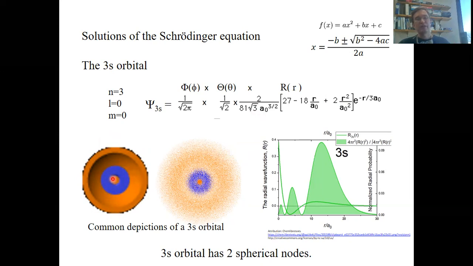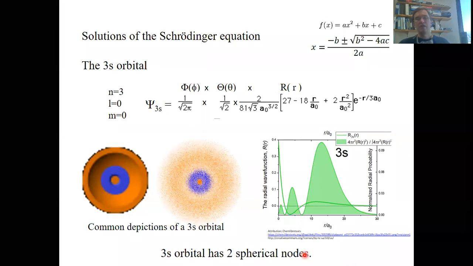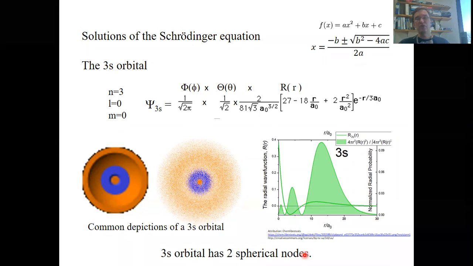Initially, the algebraic sign of the wave function is positive, indicated by this orange color here. Then it becomes negative in that area of radius, indicated by the blue color, until it eventually becomes positive again. Okay, so we note that the 3s orbital has 2 spherical nodes. Now of course we could go to the 4s and the 5s orbital and so forth, but nothing would change, except that we would have more spherical nodes to consider. So there is not a lot new to learn here.